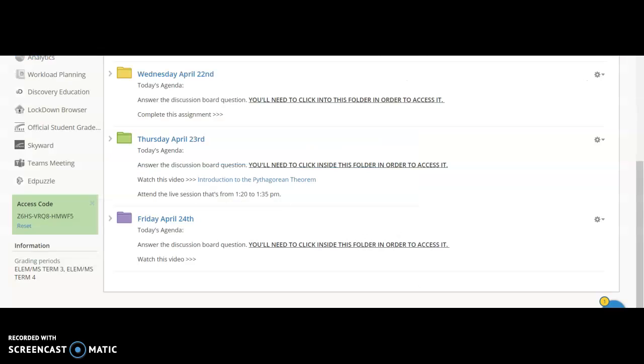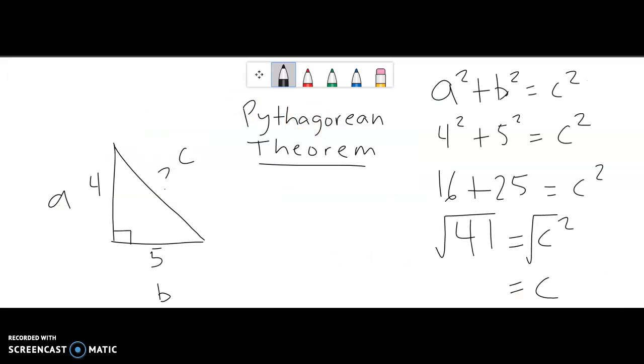Go back to my whiteboard. Okay, 6.4. That's what I got. So that means that this is a 6.4. So it's not perfect because I rounded down my decimal, but it means that 4 squared plus 5 squared equals 6.4 squared, because C is 6.4.